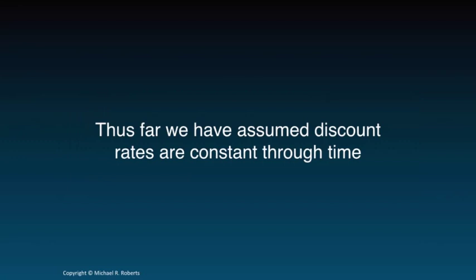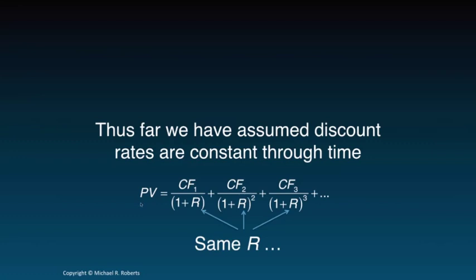Thus far, we've assumed discount rates are constant through time. They just don't change. And what do I mean by that? Well, if I look at my present value formula, I take my cash flows and I discount them by 1 plus the discount rate. But notice that's the same discount rate. It's the same number for every cash flow, regardless of when the cash flow arrives.